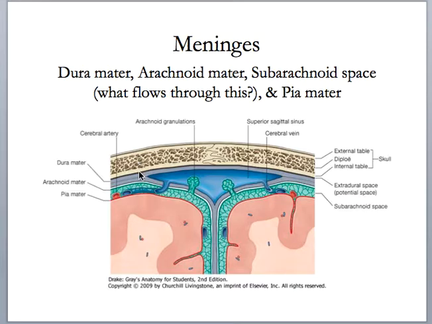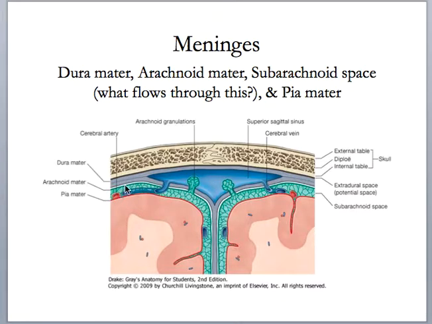Now, there are areas of the dura mater that can actually split into two layers and form structures called the dural sinuses. I'll talk about what that is in just a second, but it's part of the venous blood flow system, venous blood.